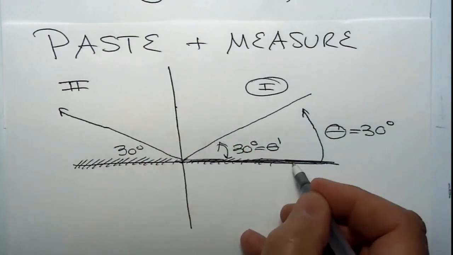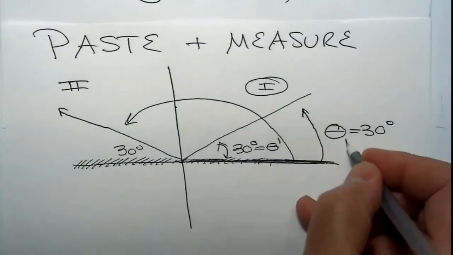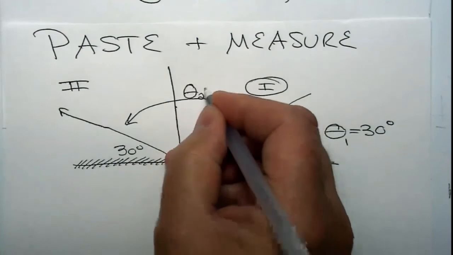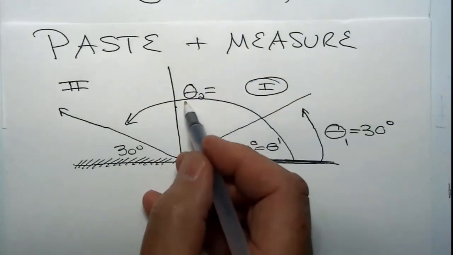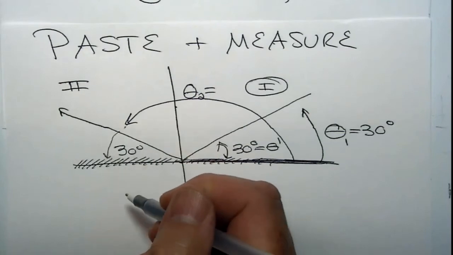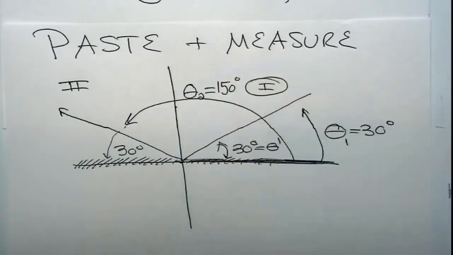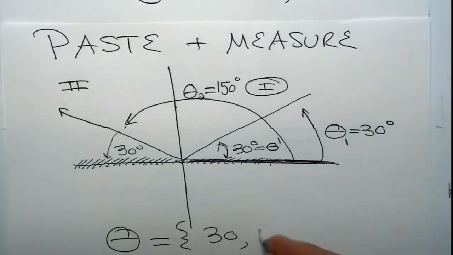Okay, last step is measure. I need you to measure all the way across here to get this other angle. This is theta 1, and this is going to be theta 2. Well, think about it. Theta 2, if you were to go here and continue 30 degrees, you would get 180. So this must be 150 degrees. So the two solutions are theta equals 30 degrees and 150 degrees.